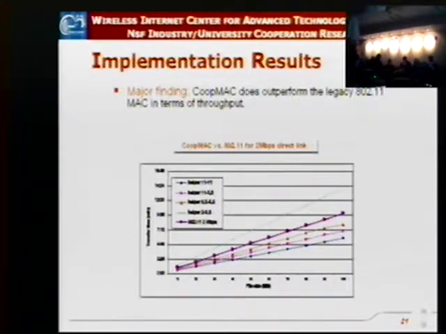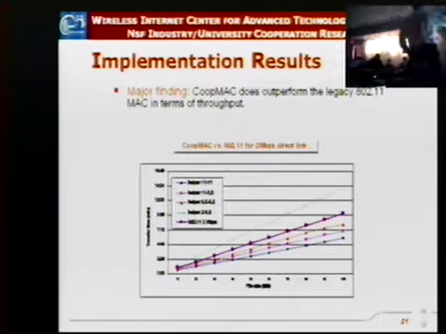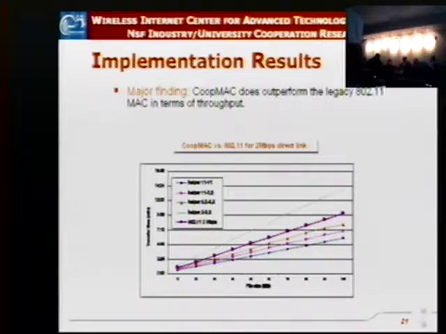So this is a similar figure. Now we have a direct link of 2 Mbps. So again, we can do well with the helpers that have 5.5 and higher. We can't use this helper that we used in the previous experiment. But again, if you have a direct link that is 2 Mbps, you can still have a lot of benefits using the two-hop transmissions.